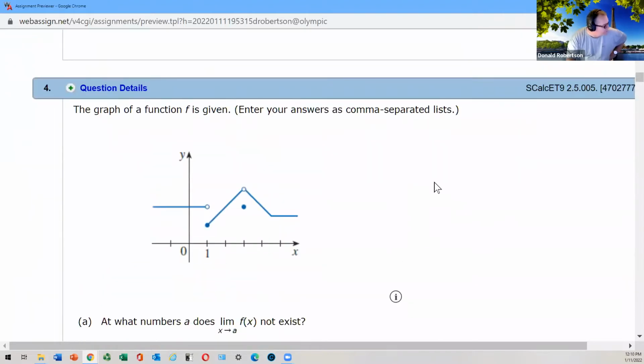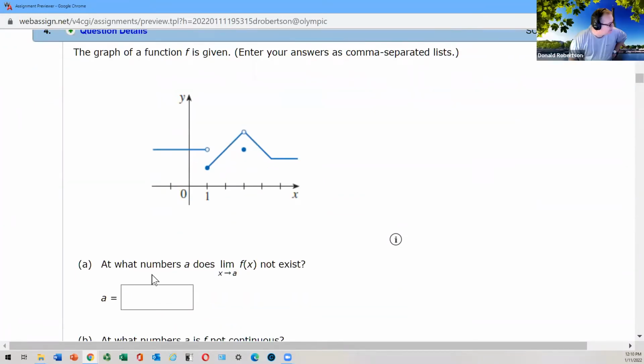Right, now we're going to look at another graph. And we could talk all about left continuous and right continuous and so on, but what we want to do is answer their questions. So the first question that they come up with says, at what numbers, because it could be more than one, does the overall limit not exist?